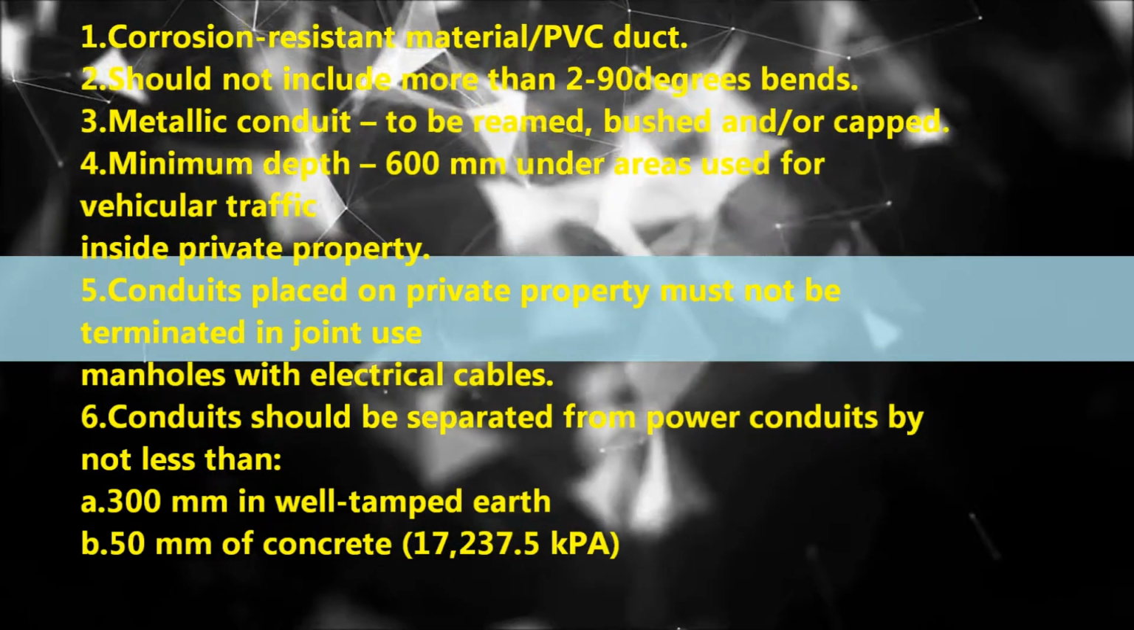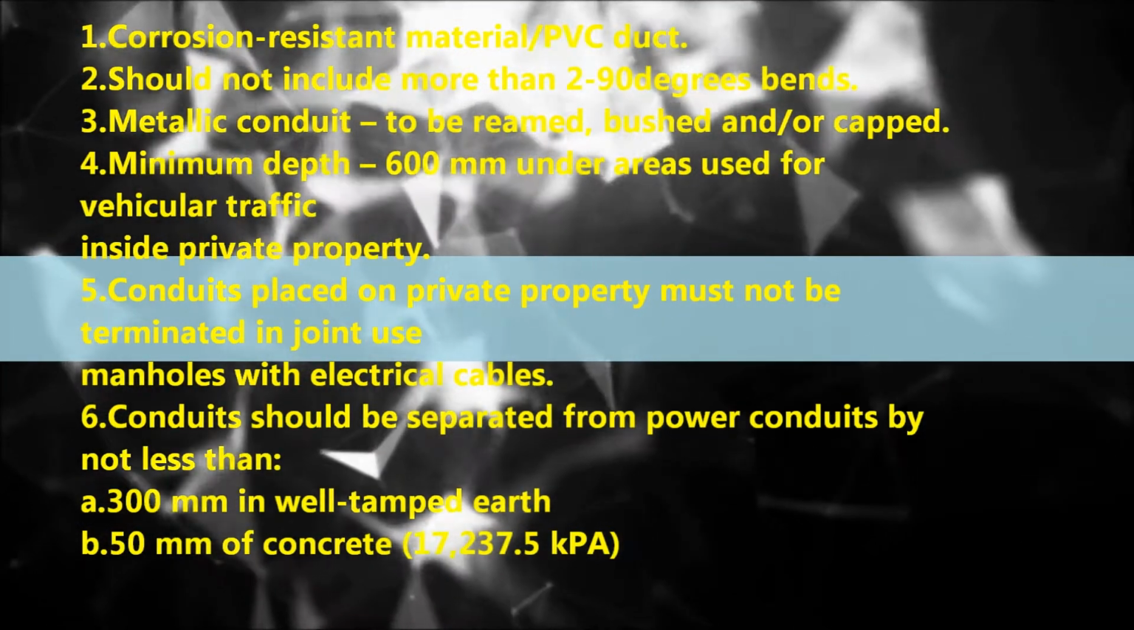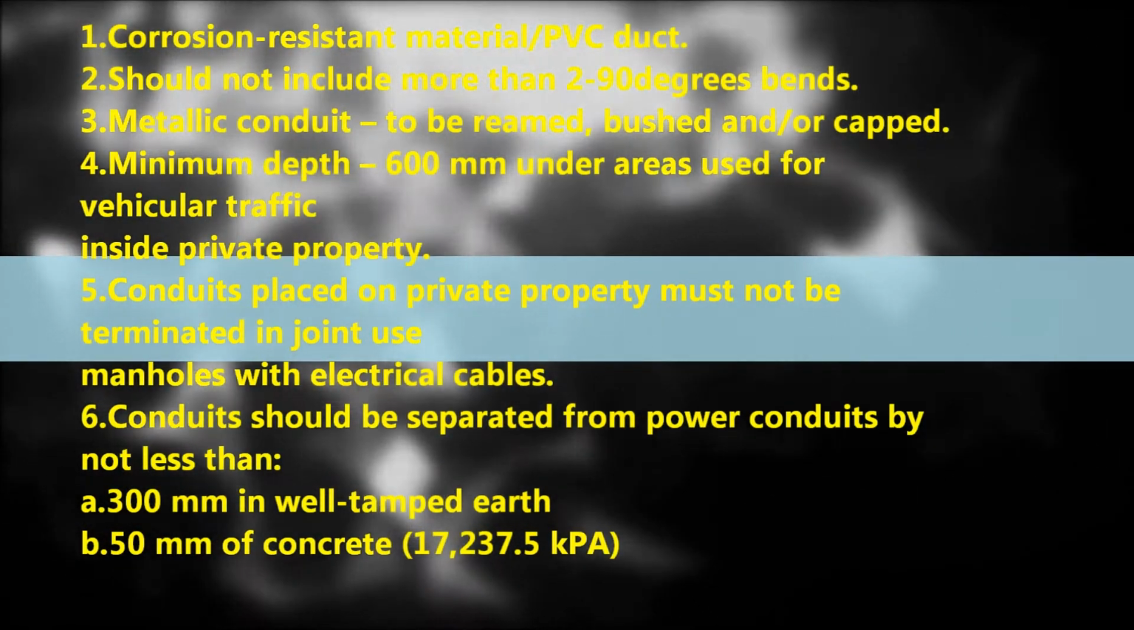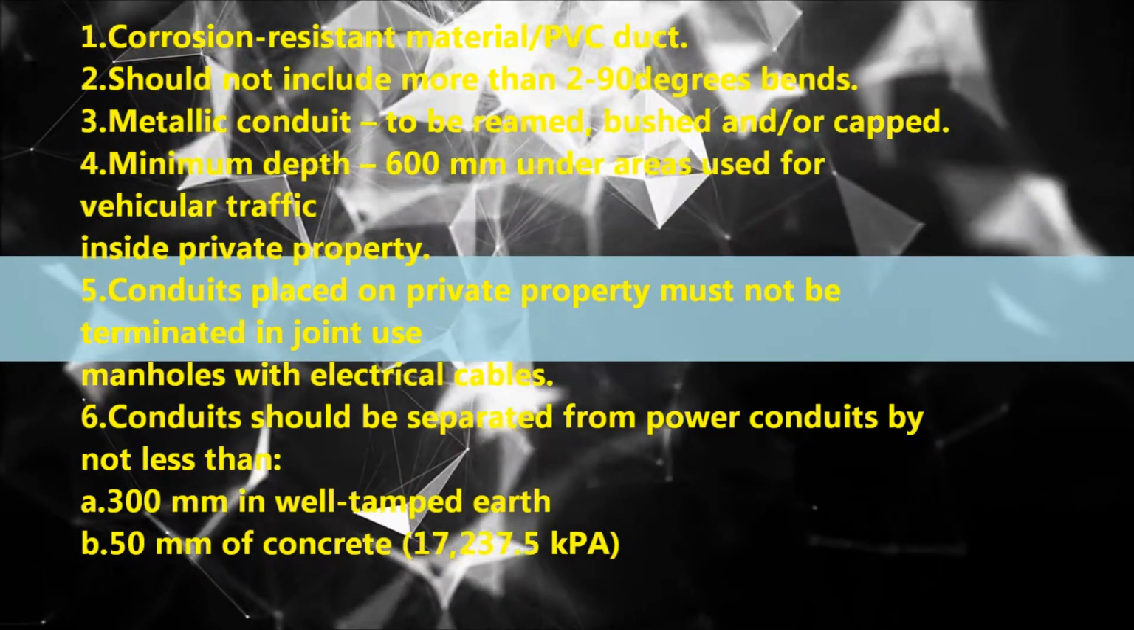Conduits should be separated from power conduits by not less than: 1. 300 mm in well-tamped earth. 2. 50 mm of concrete with a pressure of 17,237.5 kg. When to use handholds.